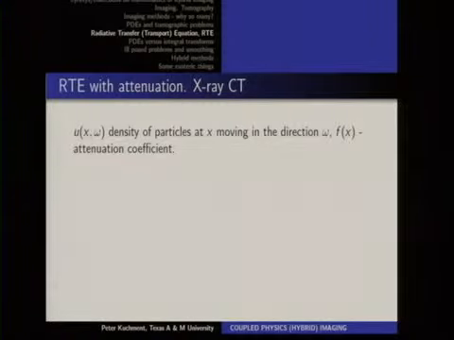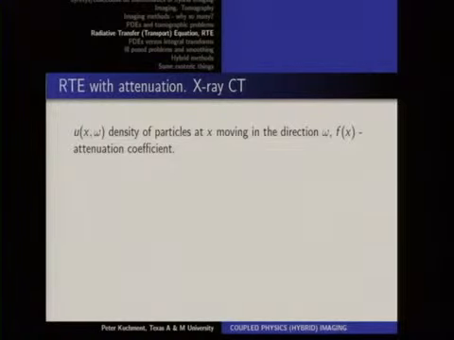This attenuation is isotropic. If the particle comes, it gets absorbed or not absorbed, irrelevant of what was the direction it was coming from. And this is the most common thing. It's not the whole story. There are anisotropic cases, but we deal with the isotropic. And this is exactly the case of X-ray CT.